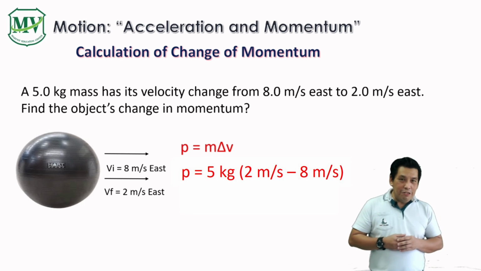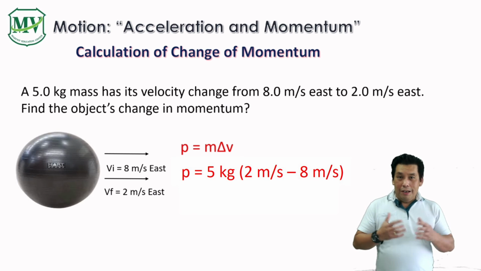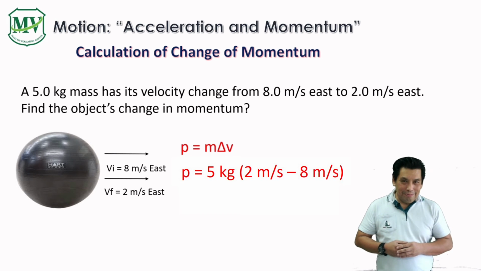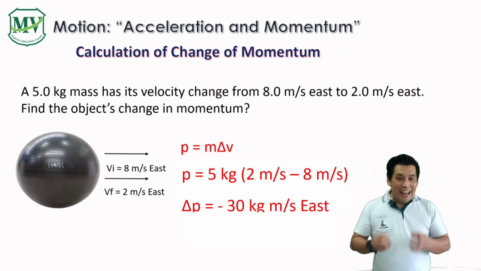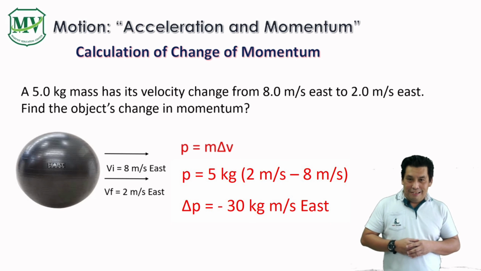Now I'm going to give you a few seconds to think about the problem and solve it. Then when you're finished, we will give you the answer right afterwards. The change in momentum here is negative 30 kilograms meter per second east.